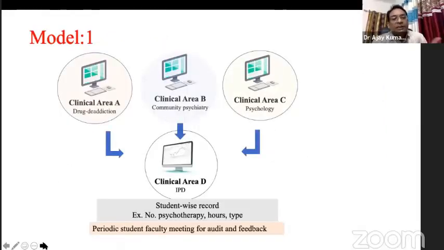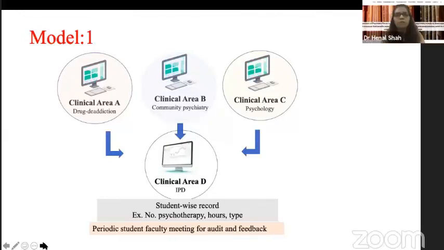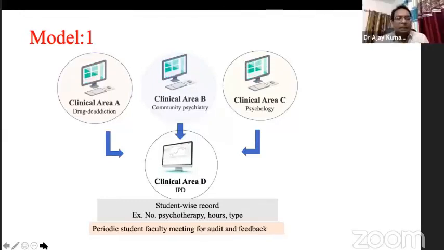So this is a model which is already in use at one of the clinical institutes. Here the student, whenever posted in a particular clinical area, has to make entries. These are the clinical entries like number of patients and the diagnosis of the patient, number of psychotherapies, and number of ECTs done. So this is all quantitative data.